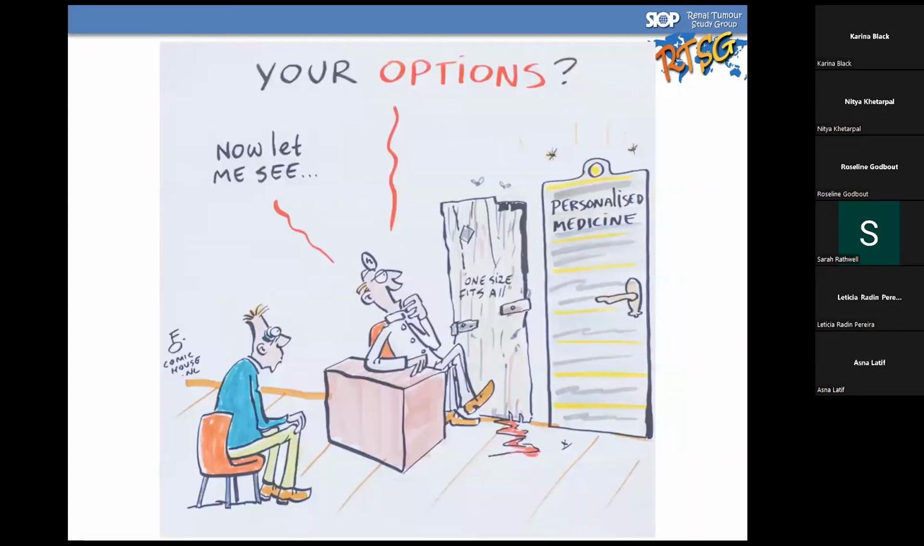And we want to go with this kind of analysis and research to personalized medicine. And as a physician, you then have the option: go to personalized medicine, or again, one size fits all. And I think we need to go to personalized medicine.